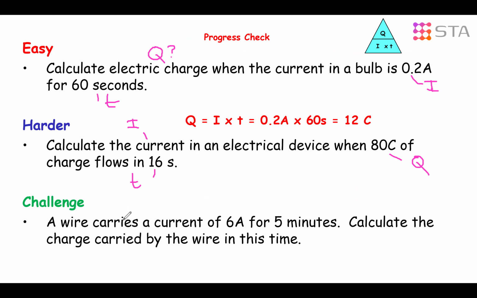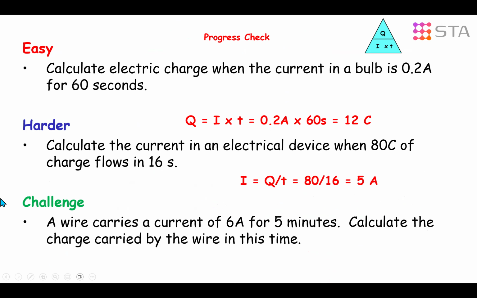For the challenge question, we might as well annotate that one as well. A wire carries a current of 6 amps, that is I, current. The symbol for current is I. For 5 minutes, that's time. And you've got to calculate the charge, which of course is Q, and charge is measured in coulombs. Now, this one, of course, is a tricky one because 5 minutes, well, we don't deal in minutes, we deal in seconds. So you have to do 5 times 60 in order to find the number of seconds. So coming up to the answers now. So we have the following.